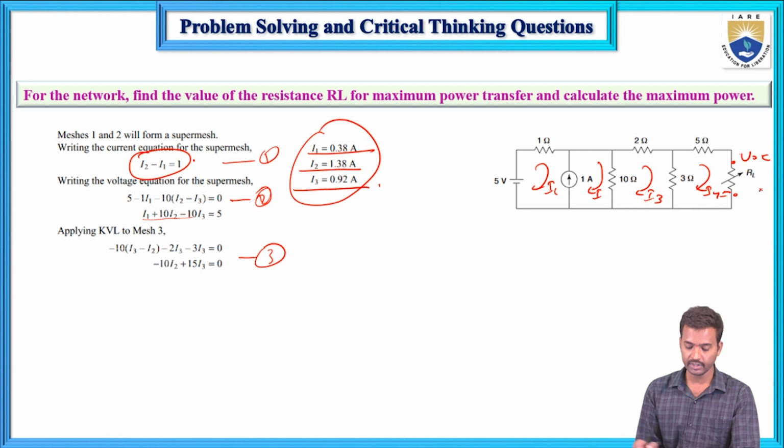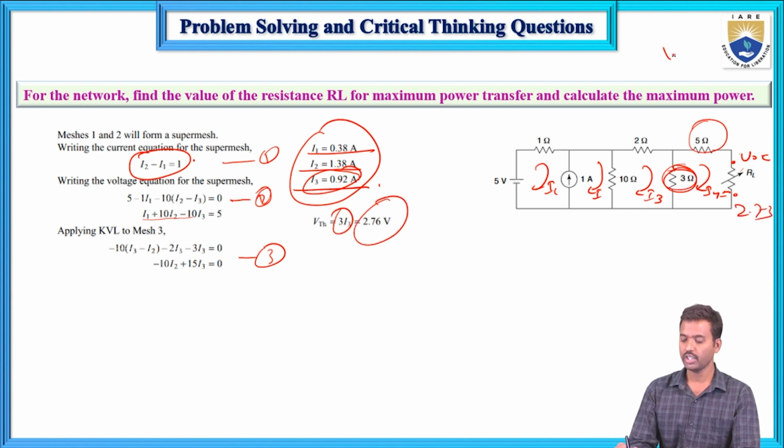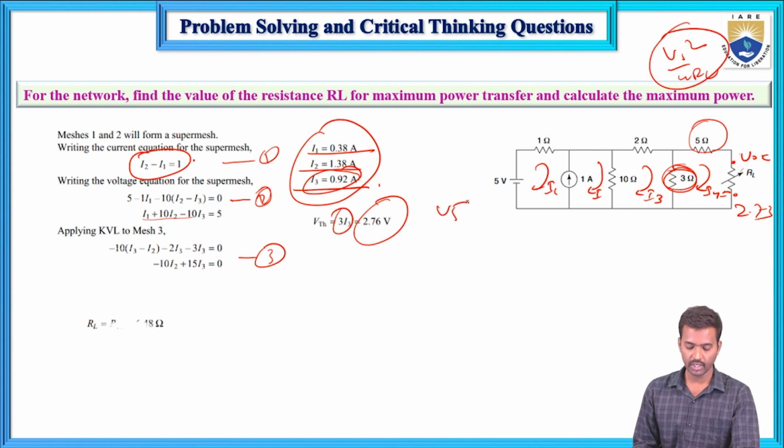So now here I3 into this 3 value is known. This is redundant, no resistive drop across 5 ohms. So this is VOC. I3 into this one, that is 2.76. So Vs squared by 4 RL. So now here this is Vs, and next RL can be calculated.